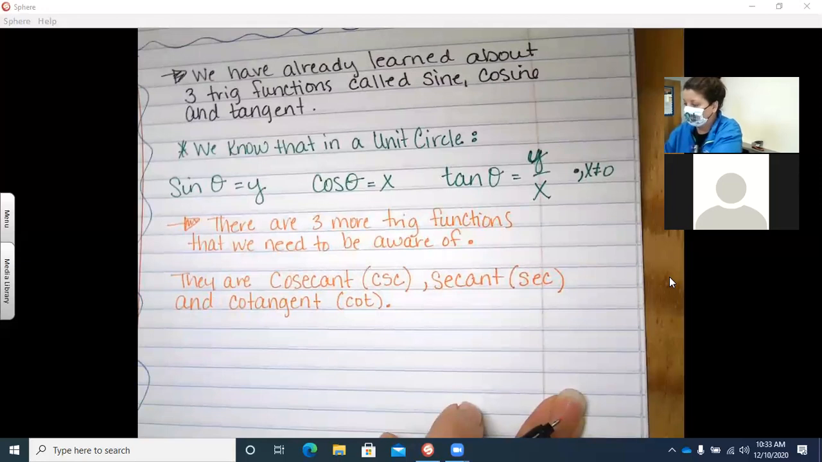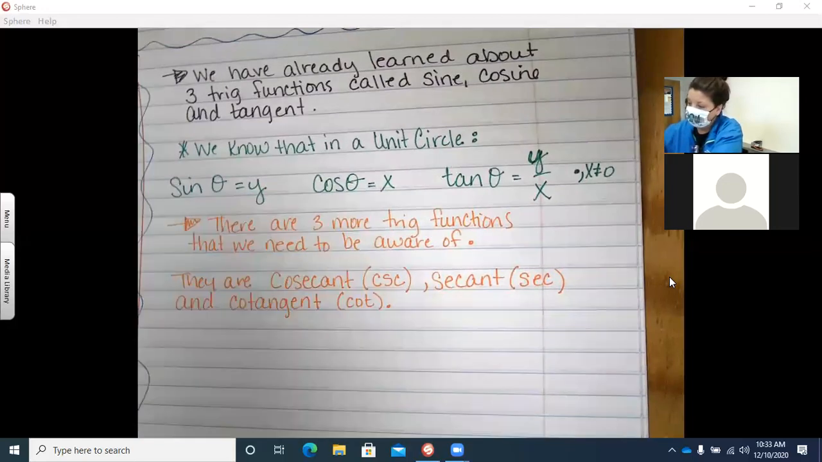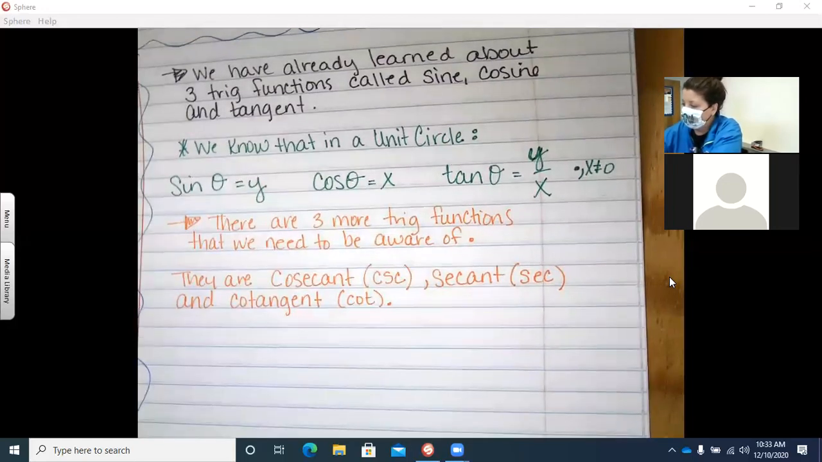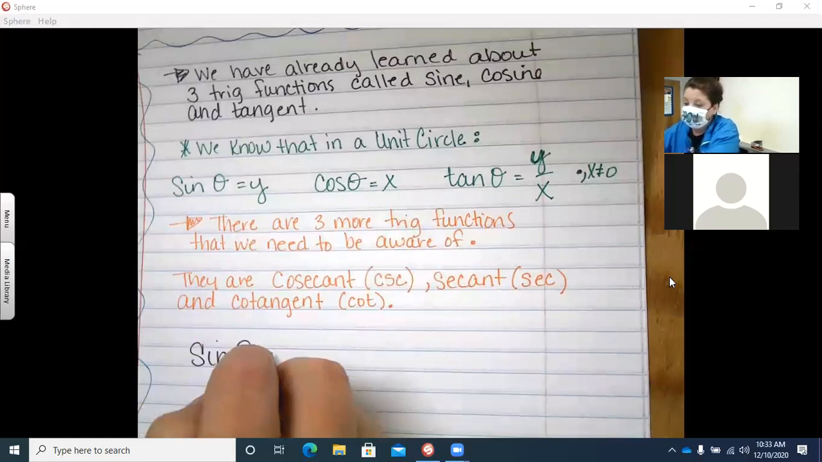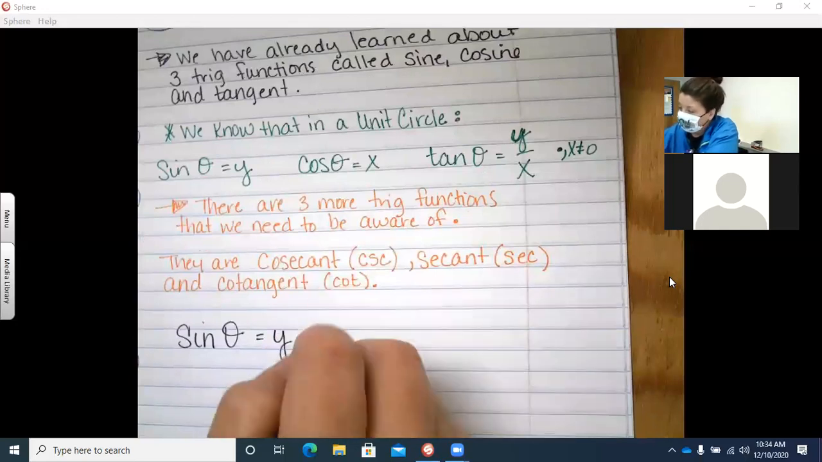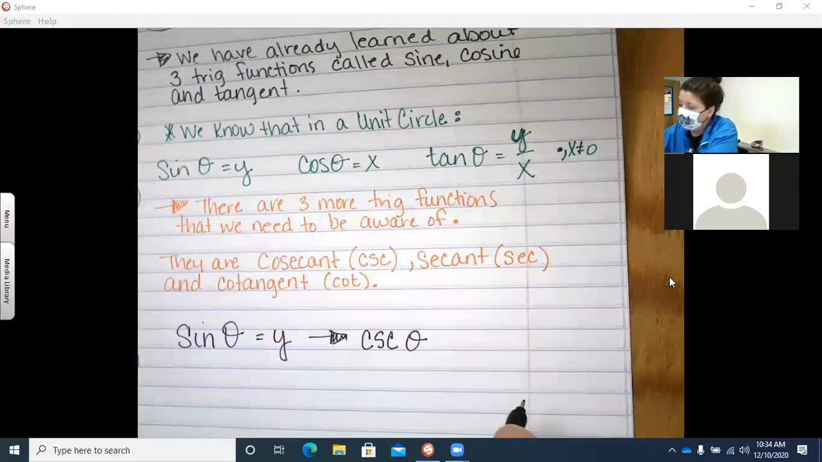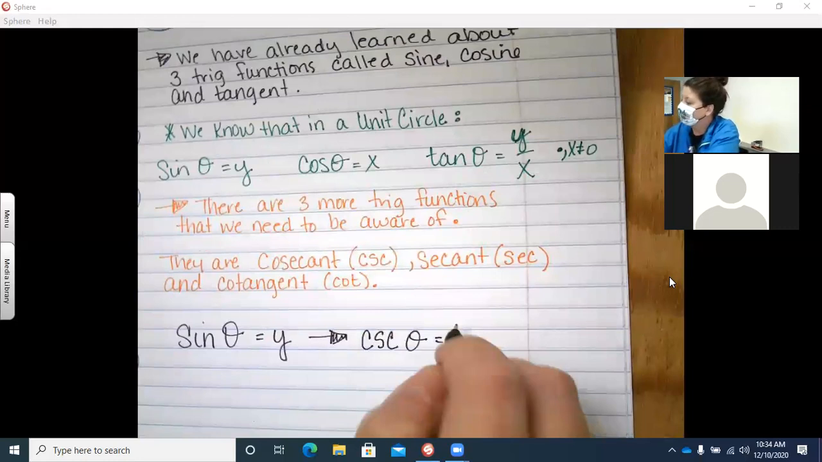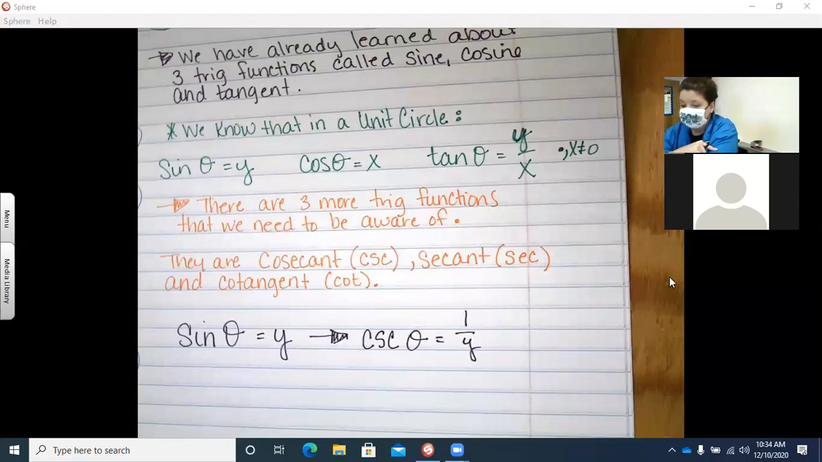Okay, so let me show you what this means. I'm going to make a little box. We know that the sine of theta is equal to y, right? Well, the cosecant is the reciprocal of sine. So the cosecant of theta is 1 divided by y, or 1 over y. So if you know what the sine is, the cosecant is 1 over whatever the sine is.